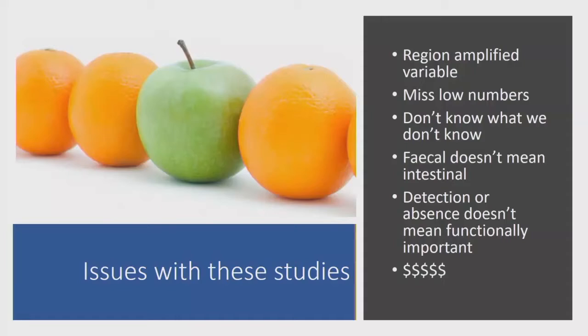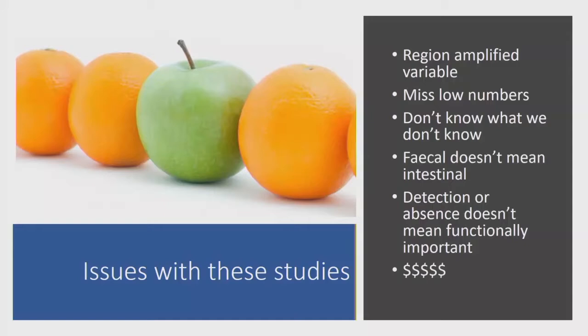So the issues that we have with the veterinary studies, and presumably the same with a lot of the medical studies, is that the studies don't necessarily use even the same methodology with the next generation sequencing. So there can be variabilities in what region of the bacteria are amplified. We can potentially miss changes in low numbers if bacteria aren't particularly prevalent. We also, I guess, don't know what we don't know. So if they're not there in a database to be matched, we potentially might miss them.